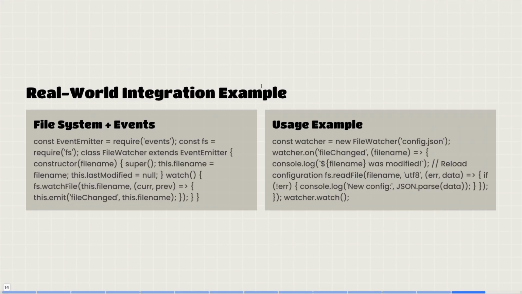This slide shows how the file system module and event module work together. A file watcher continuously monitors a file. When the file changes, it emits an event. Listeners respond by reloading the file or updating configurations. This pattern is commonly used in config reloaders, log monitors, and real-time systems.